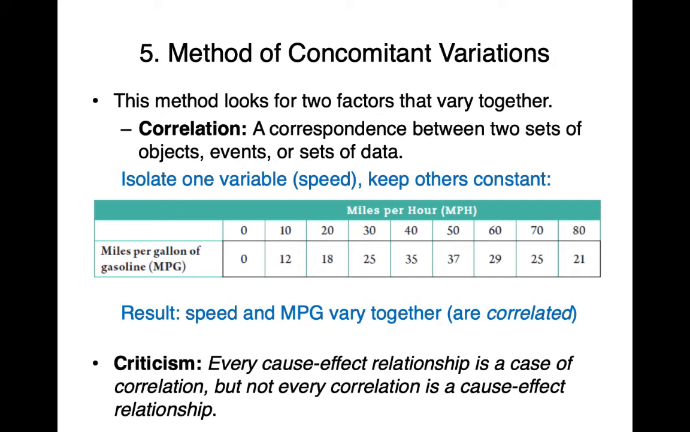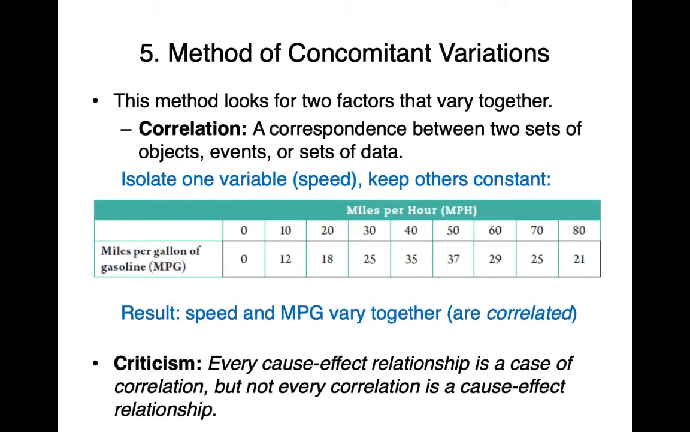Okay, the last method is called the method of concomitant variations. So that's kind of a mouthful. The method looks for 2 factors that vary together, concomitantly, at the same time. So a correlation, again, is a correspondence between 2 sets of object events or sets of data. And so we want to sort of explain correlations. We isolate one variable, speed, and keep others constant.